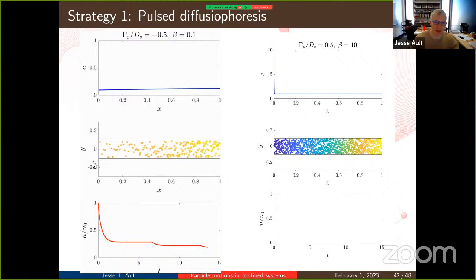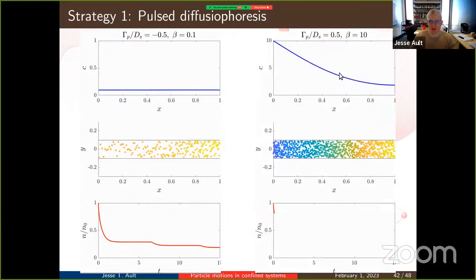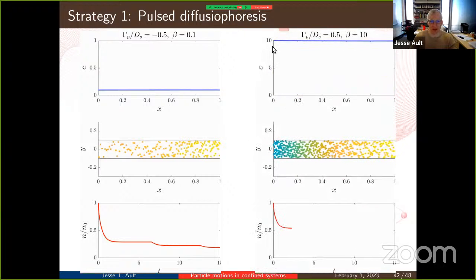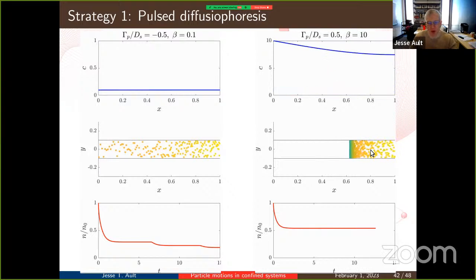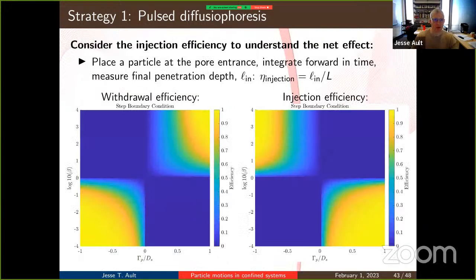So this tells you the efficiency of extraction is greater than the efficiency of injection. But in this other case, with the same contrast ratio of a factor of 10 but a positive mobility, the injection is much stronger than the withdrawal. And so repeating this cycle will just inject the particles even further into the confinement. So there you need some other strategy, not this one, because this will just impact the particles further.